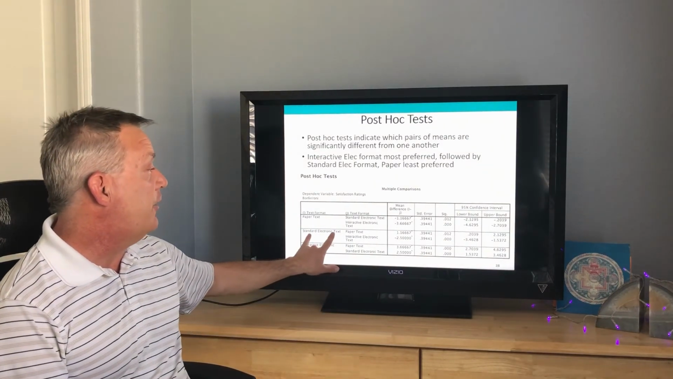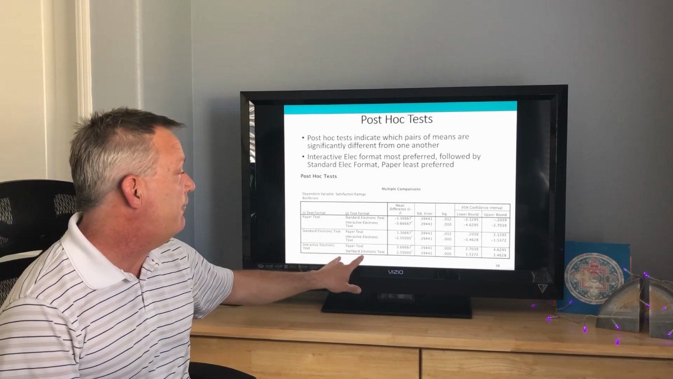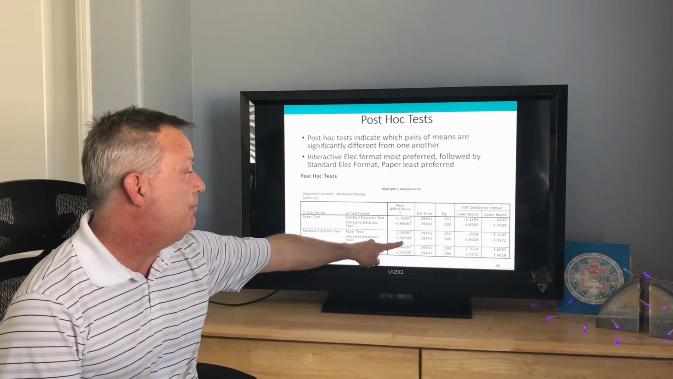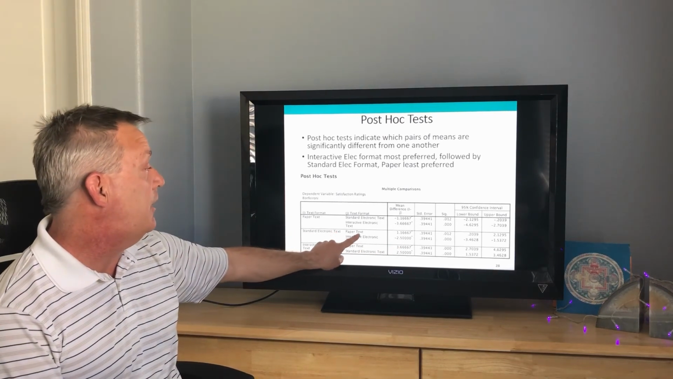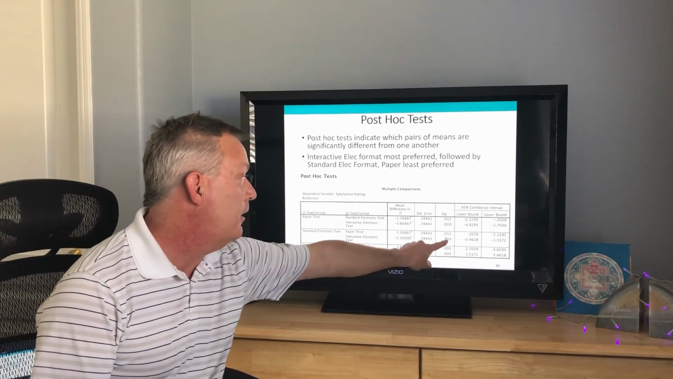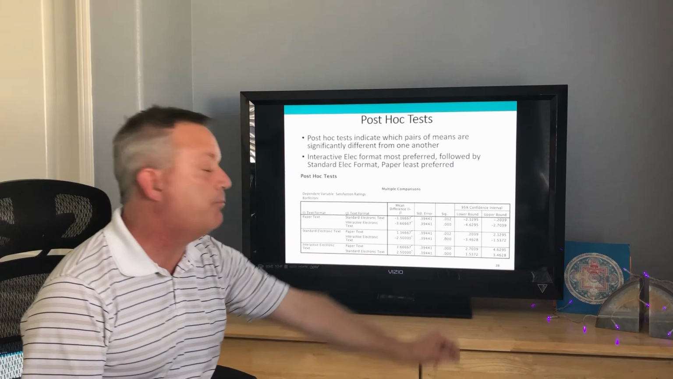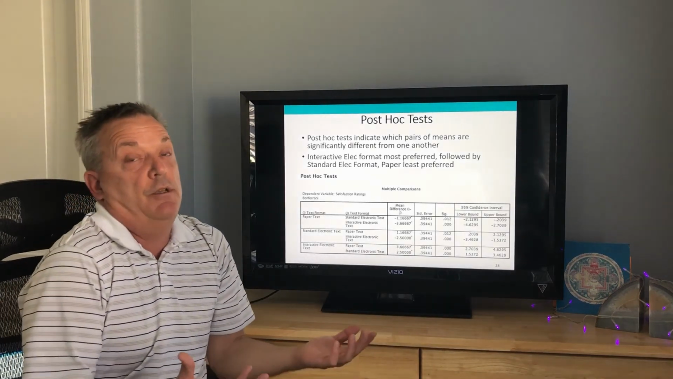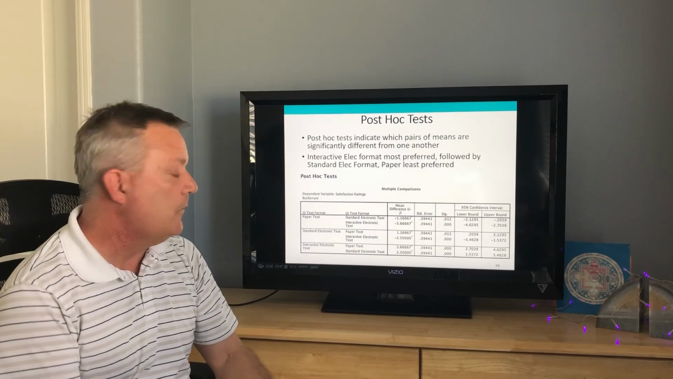If you look at the standard electronic text, you do not have significance with the electronic text. It's a minus value right here, but you do have significance between the standard electronic text and the paper text, as you can see right here. There is a mean difference of a positive value, and the significance is 0.01, which is smaller than your p-value.